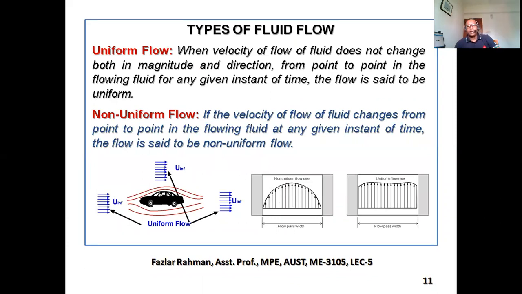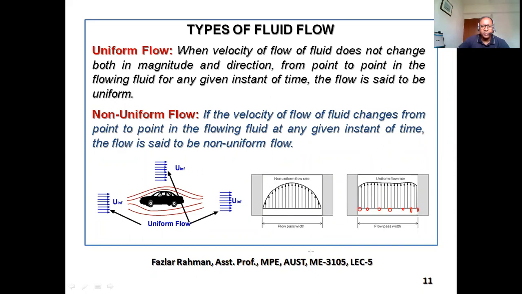Uniform flow. When the velocity of flow of a fluid does not change in both magnitude and direction from point to point in the flowing field for any given instant of time, the flow is said to be uniform flow. If you look at this figure on the right-hand side, if I think about some fluid element, I pick up some fluid element right over here. At the time, they are right over here.